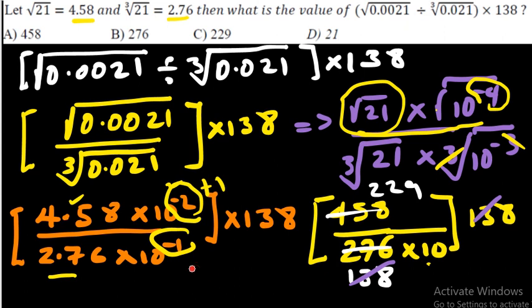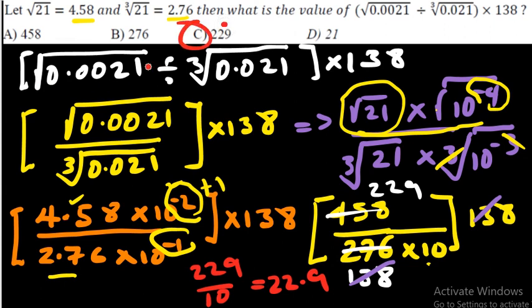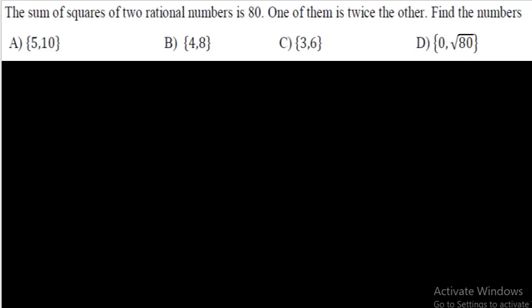Therefore, the answer will be 229 over 10, which means it must be 22.9. But the answer, unfortunately, is not found here. So, I hope it is a typo. It must be C, 22.9. Let us continue to the next question.